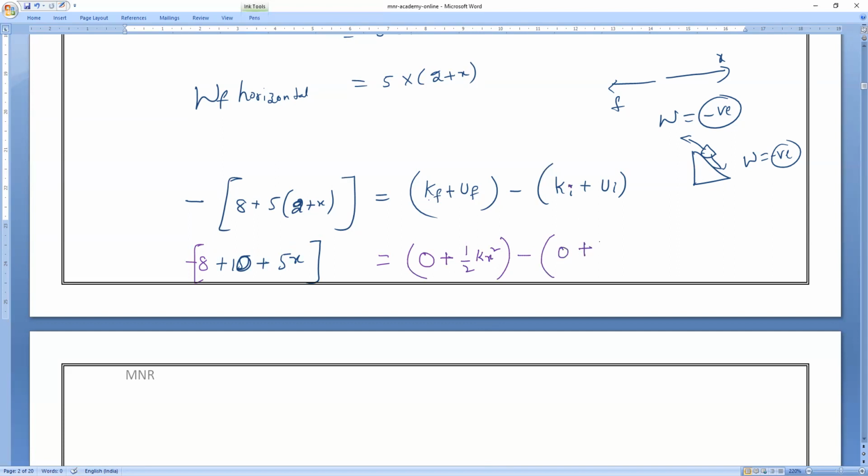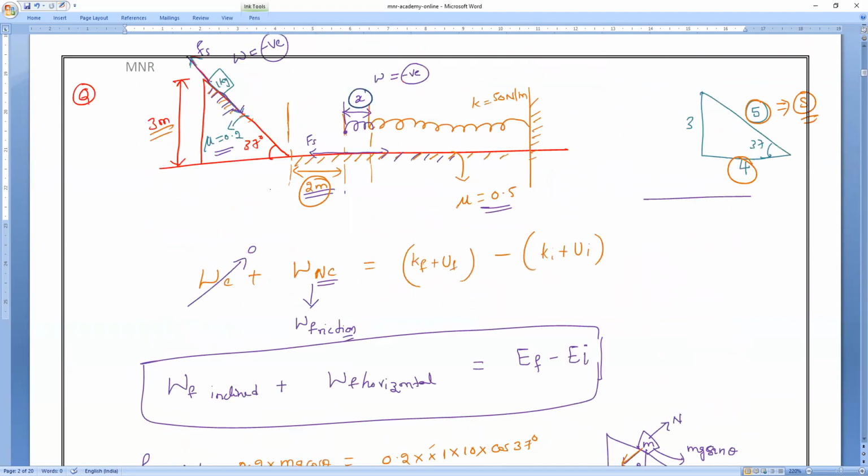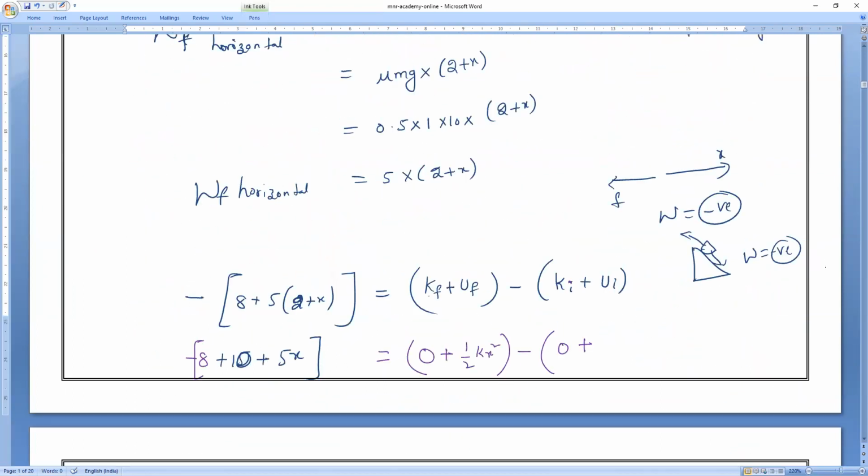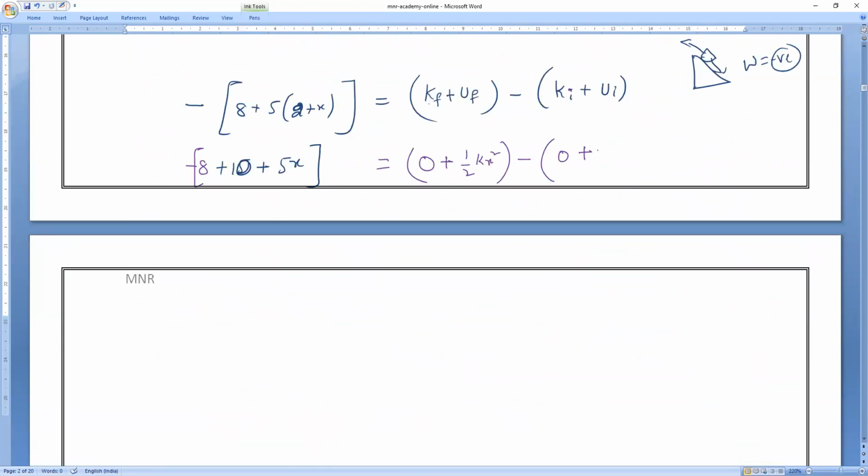0. Now, where is the body initially? Body is initially on the inclination. What height is it? 3 meters. So it will become mgh, so mgh is equal to mg times 3. Am I right or wrong? Everybody? So the initial potential energy is equal to mgh. Is it okay, understanding? All of you? Let us go with the things.